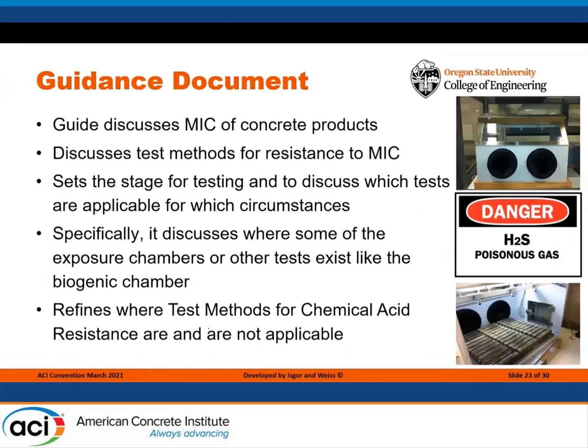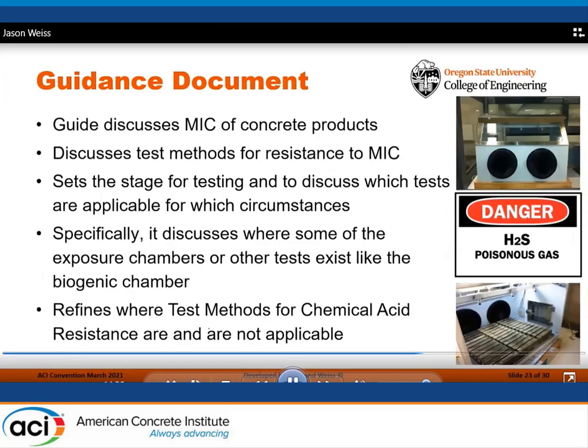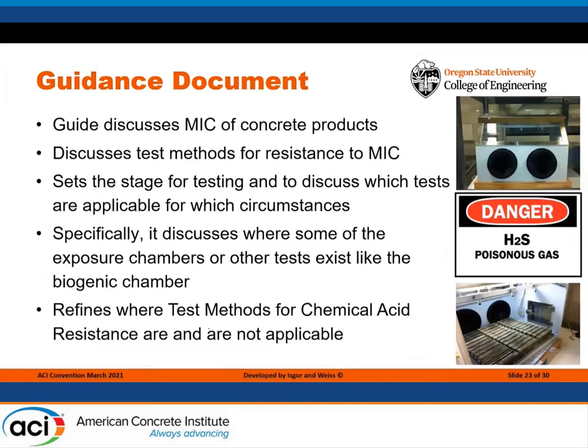So let's jump into this a little bit more and talk about what each one of these items is doing. The first document I mentioned really provides guidance on microbially induced corrosion of concrete products. It discusses the test methods and starts to talk about which test methods should be used when and where and why. It talks about things like the H2S chambers that you see on our right-hand side here. It talks about some of the reasons why you might want to use those, but also some of the challenges with those, most notably the fact that you have to use H2S gas, which is really difficult and also dangerous to work with.